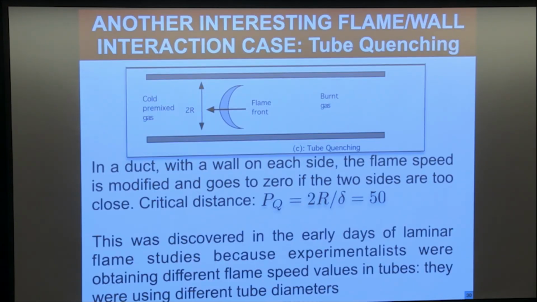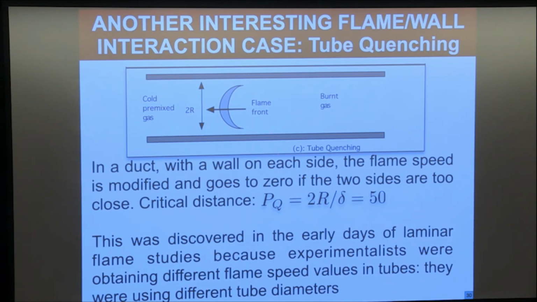Now, I want to talk about one thing which is probably, surprisingly, one of the most important things for our society in the last 200 years, and it's tube quenching. If you take a tube, with two walls, and the flame must propagate between these two walls, imagine the flame is losing temperature here and losing temperature here. If it loses too much, at some point it will stop and it will die. This is called tube quenching.